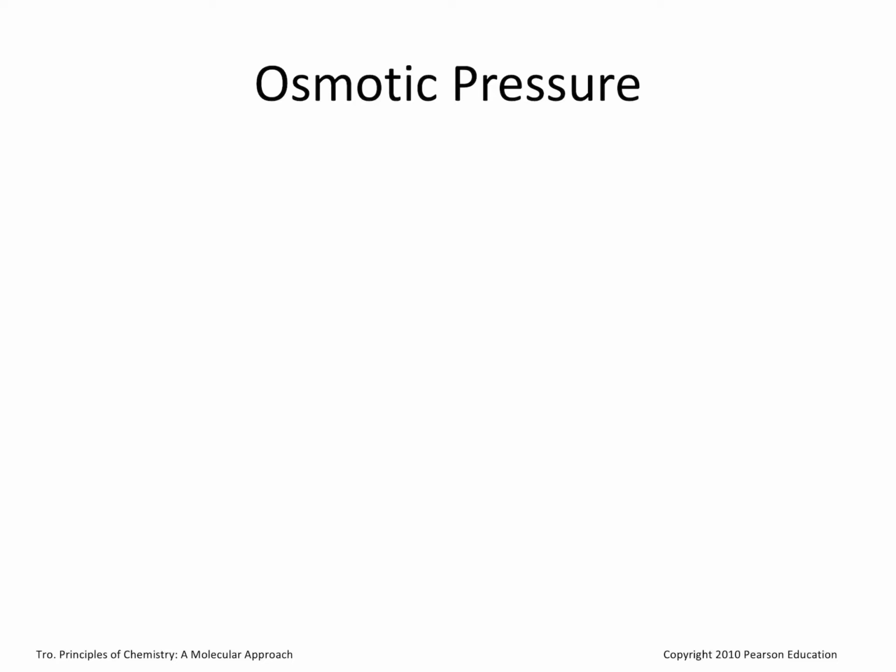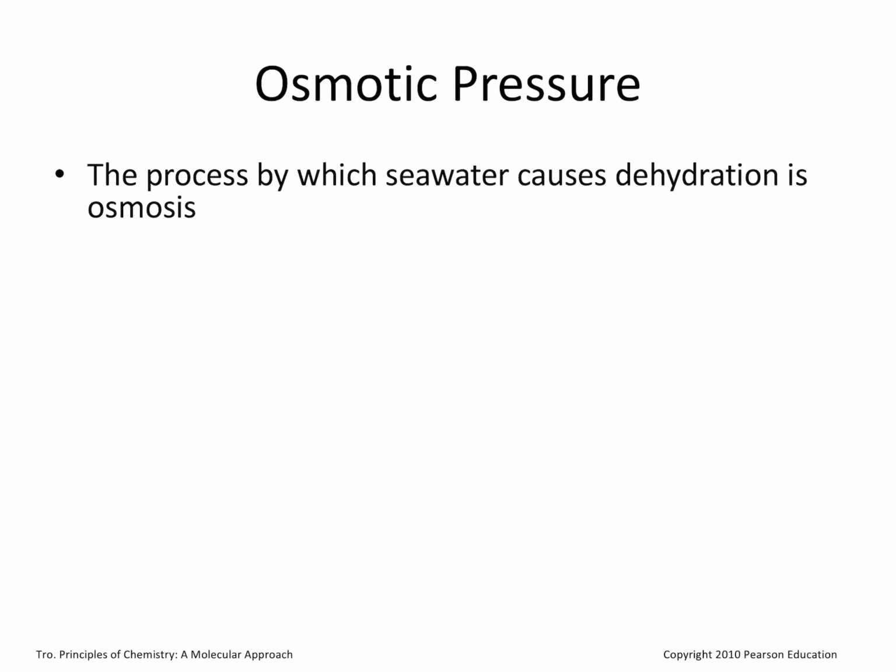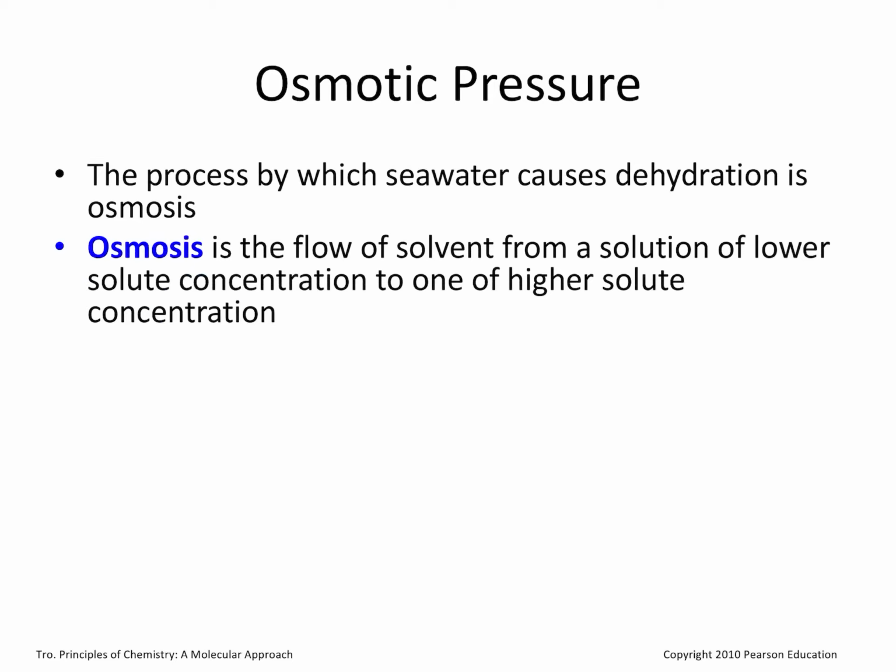All right, last colligative property is osmotic pressure. So the process by which seawater causes dehydration is osmosis, right? We already talked about how when you have a beaker with water and then a beaker with really, really salty water, the salt water is going to continually take water molecules from the regular solvent. That is called osmosis. Osmosis is the flow of solvent from a solution of lower solute concentration to one of higher solute concentration. Concentrated solutions draw solvent from more dilute solutions because of nature's tendency to mix.